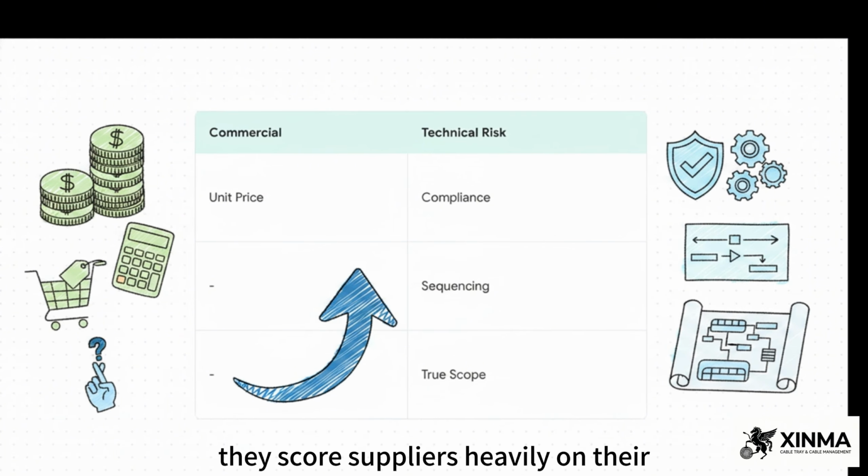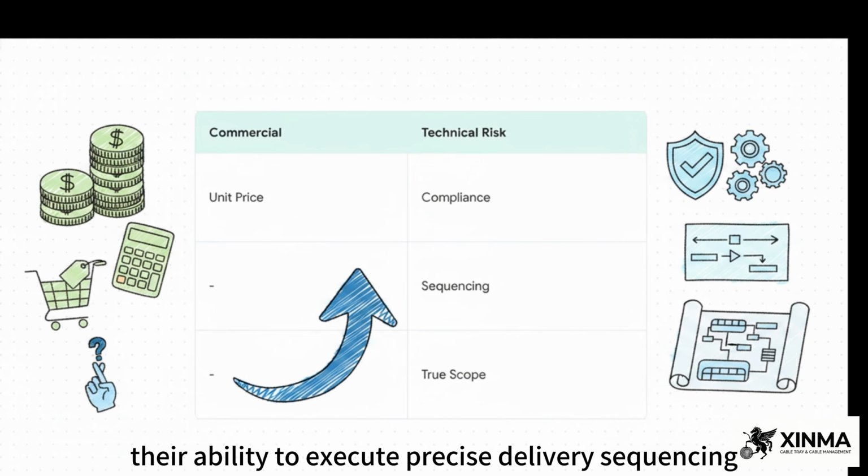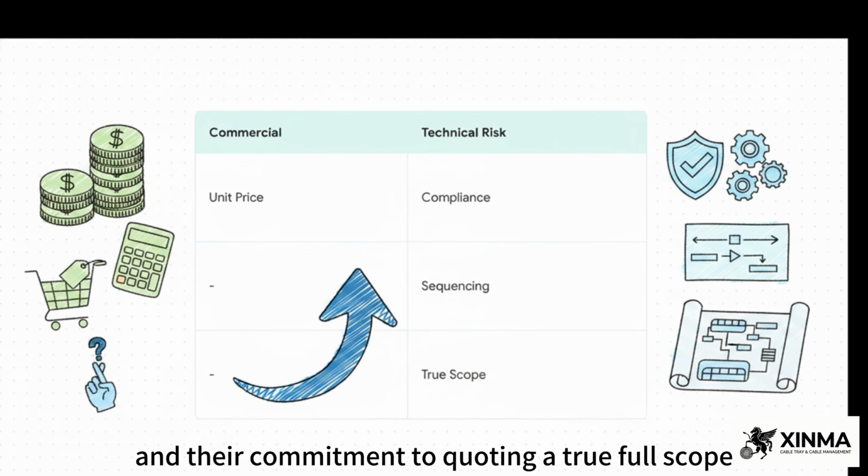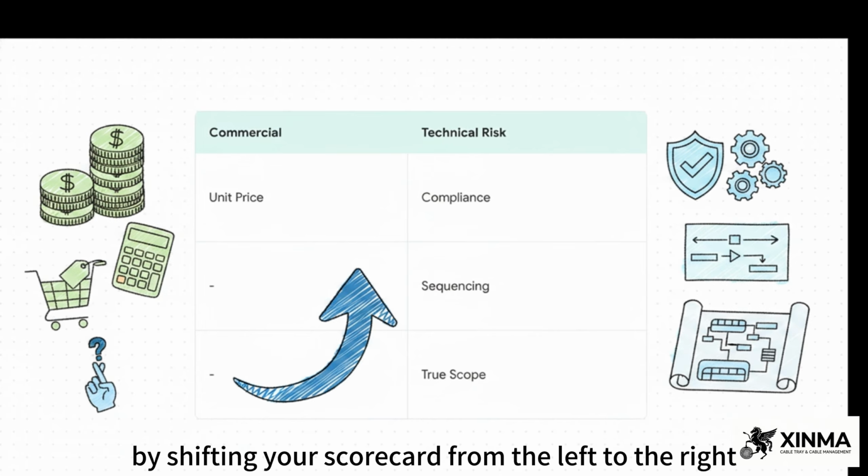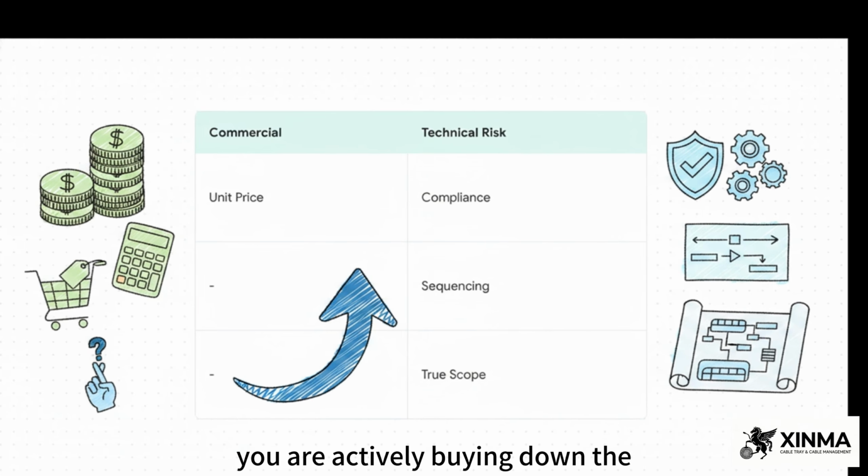They score suppliers heavily on their proven IEC 61439-6 compliance, their ability to execute precise delivery sequencing, and their commitment to quoting a true full scope. By shifting your scorecard from the left to the right, you aren't just buying hardware, you are actively buying down the technical risk of your entire project.